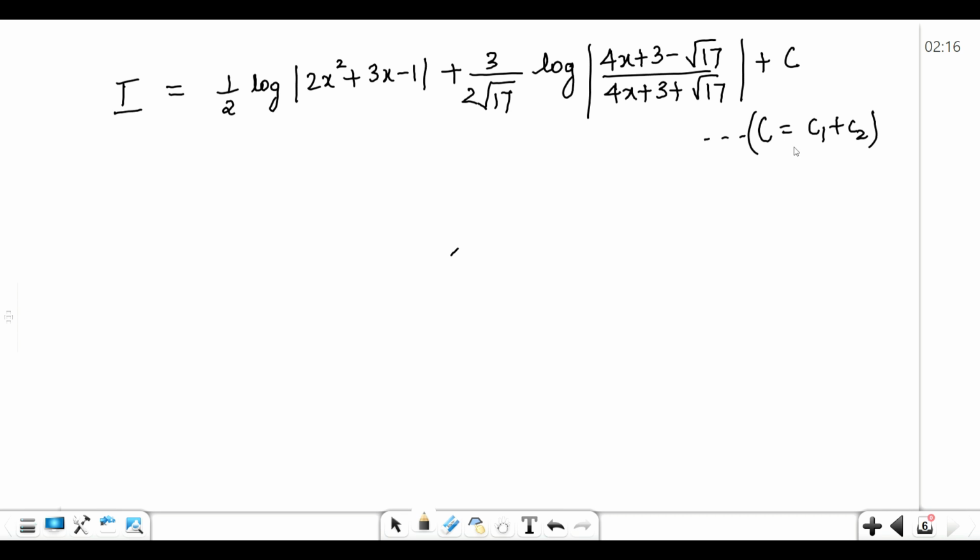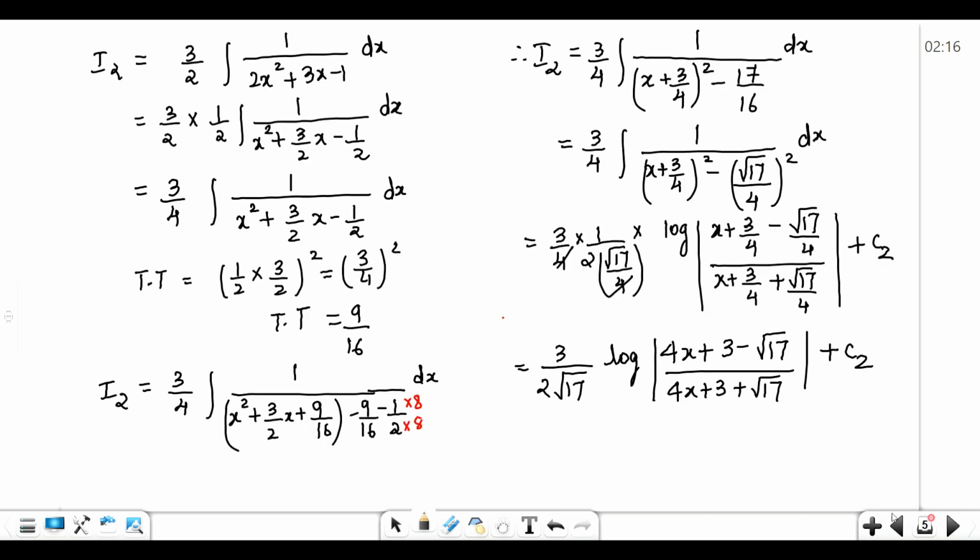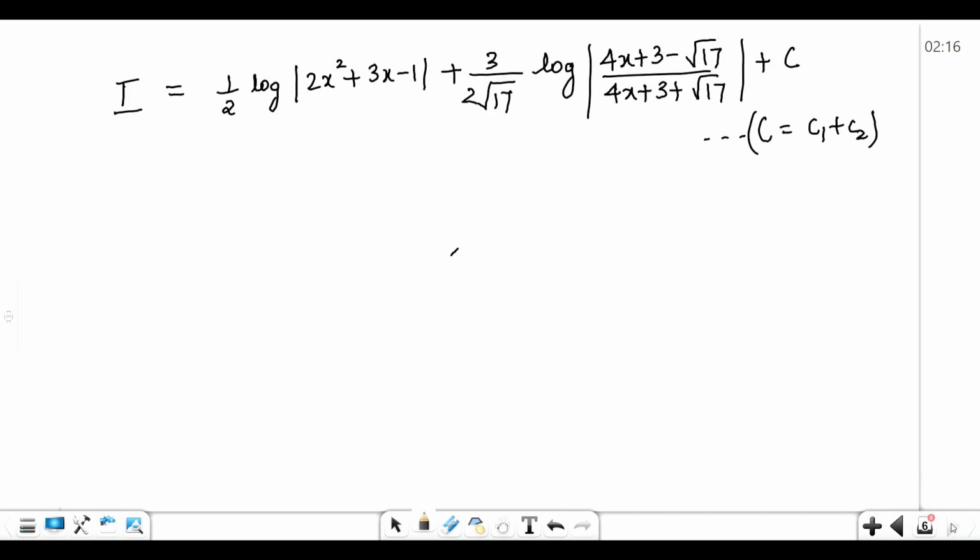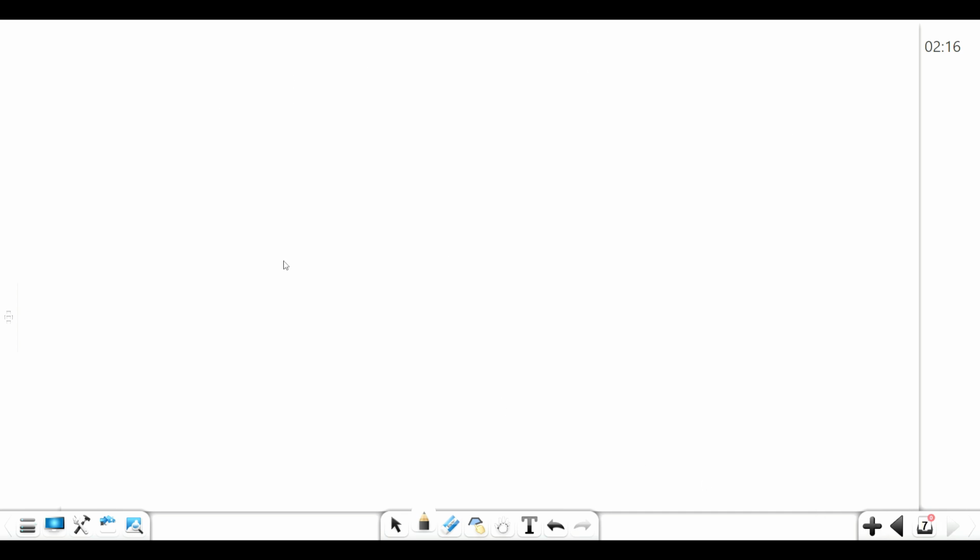Okay, now we'll solve one more example based on the next one, which is linear term upon square root of quadratic term. Okay, so the second one, I is equal to integration of 3x plus 4 upon, then we have here, we'll take a square root first, square root of 2x square plus 2x plus 1 dx.